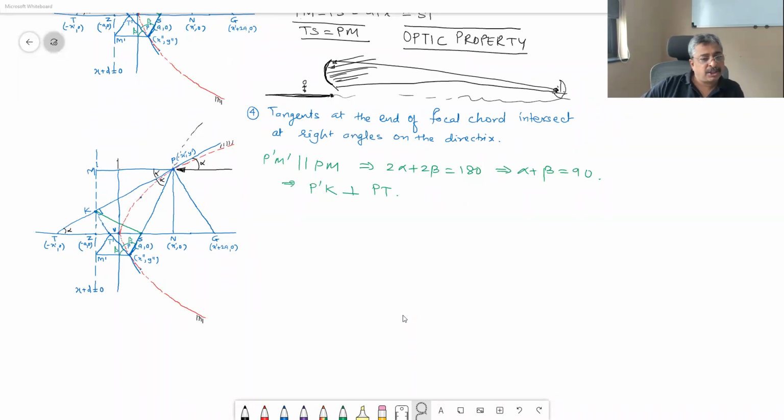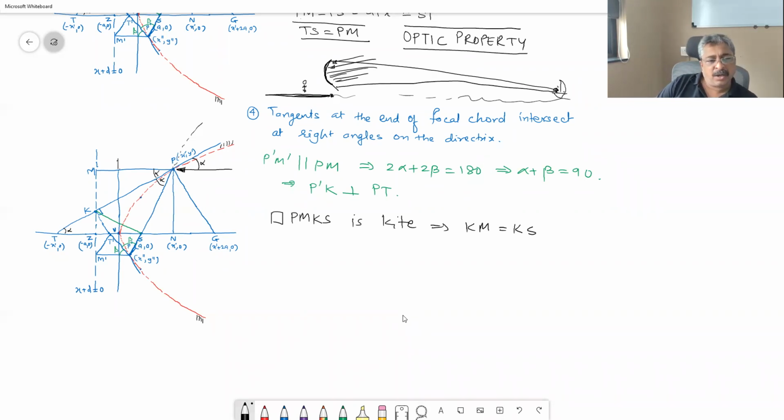Suppose the tangent at P' intersects the directrix at K', some other point. You observe that quadrilateral PMKS is a kite, which implies KM is equal to KS. Or you can say PT is a perpendicular bisector of segment SM, because P is equidistant and T is also equidistant from S and M.